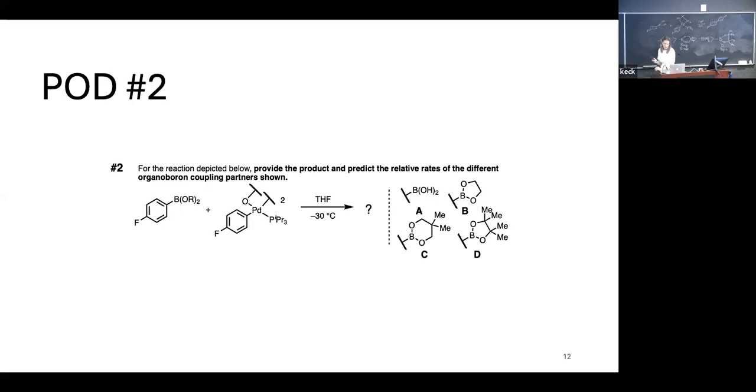The work here is based on, do I have it on the slide? No. Based on work by the Denmark group. I can write up the reference, which I think I have here. The Denmark lab has done a lot of work on studying the transmetalation of boron reagents. And for this work, as you may imagine, running these reactions at -30°C with in situ NMR monitoring is not an easy task.